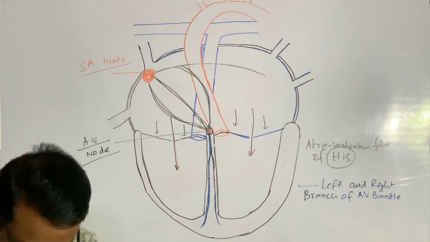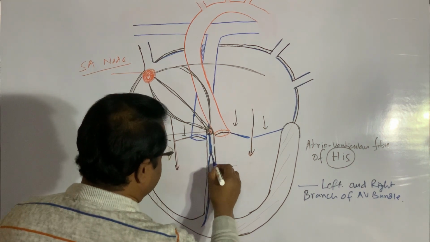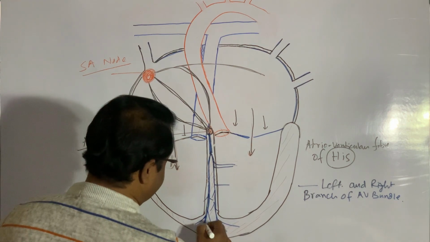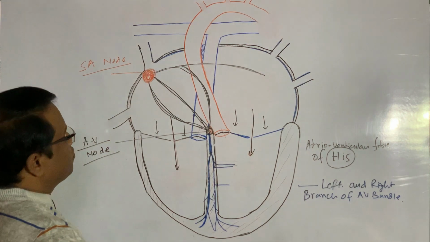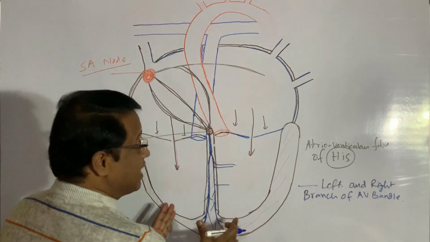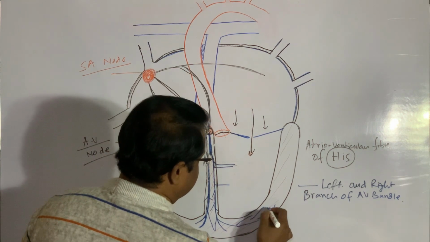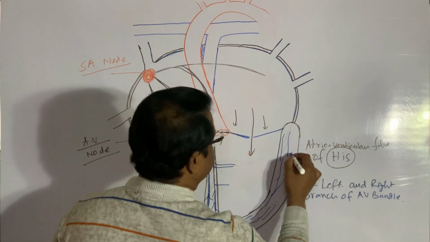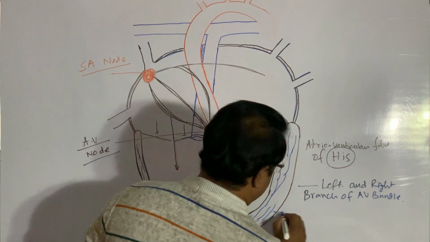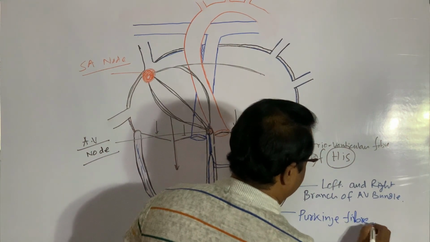So through these two bundles there are branches here, here, here, here. It comes up to the apex, and through this bundle electricity is conducted very quickly, because electricity has to reach the apex first. From the apex we have very small bundles which go throughout the ventricular muscle, called Purkinje fibers.